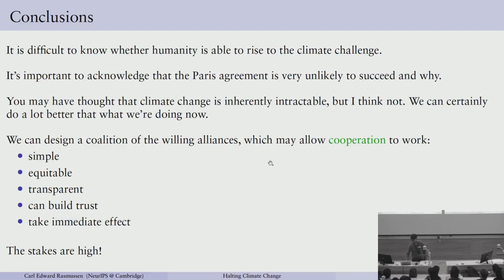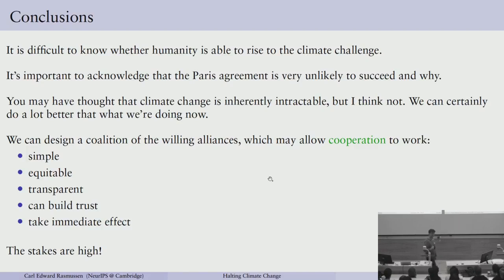So the thing that I've proposed is a very simple proposal that only involves one number. It's equitable. It says that everybody owns the same amount of the resource. It's completely transparent, and it can build trust, and it can take immediate effect. All things that are necessary if you want to come up with a scheme like this.